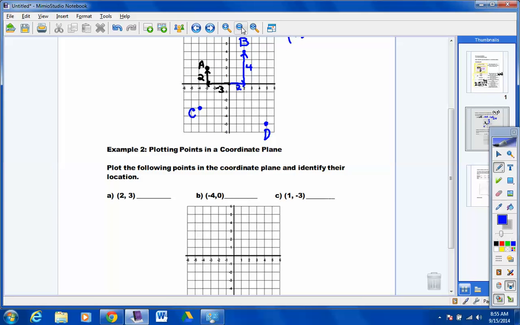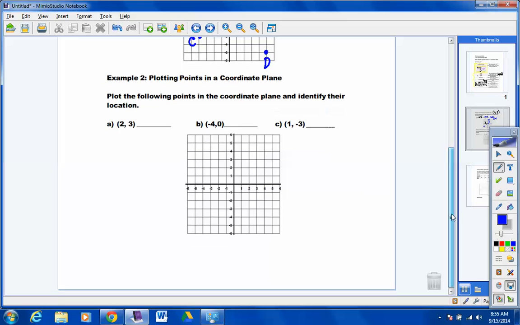All right. Plotting points then. Just doing the opposite. I'm going to say, hey, here's the points. I want you to plot them, and then after you plot them, it says to identify what, gang? When I say identify their location, they can either be in a quadrant. How many quadrants are there? 4. All right. They can either be in a quadrant, or they might lie on an x-axis or a y-axis. I'm going to have you guys take a minute. I just want to see what you come up with for this part right here. So in example 2 here, go ahead and see what you come up with.